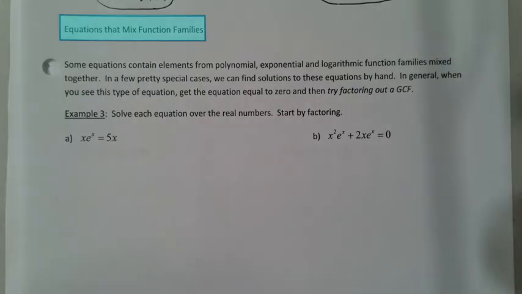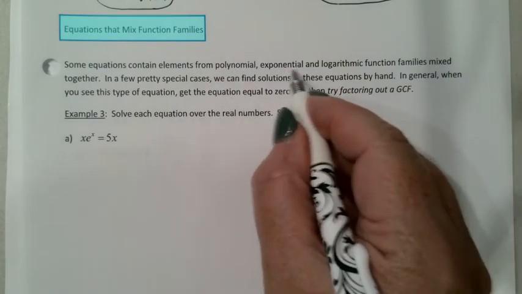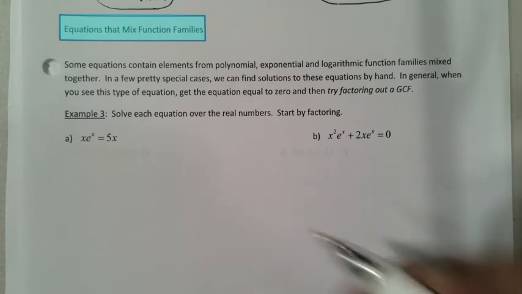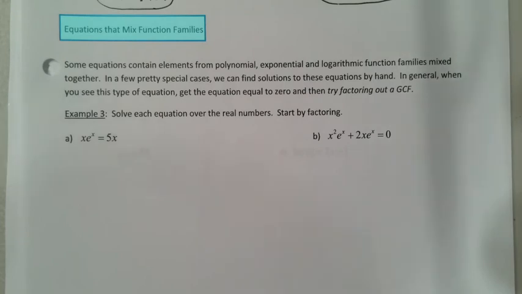We now turn to the question of how to solve equations where we've got mixtures of function families. What I mean by that is you might have some polynomial elements alongside maybe exponential or logarithm functions. So a mixture of different kinds of functions in the same equation. In general, we have to have some pretty special cases in order to be able to solve these equations by hand. So I'm going to show you a few examples of that, and then we'll look at what else we could do if we're not in one of those special cases.